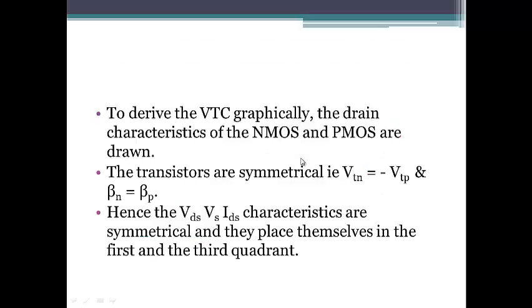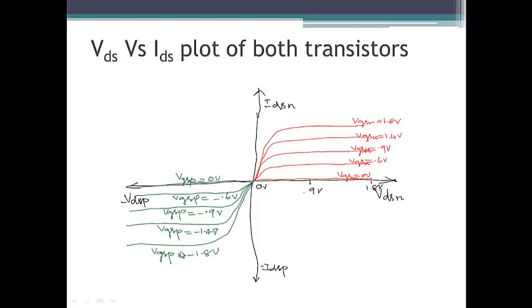Okay, so in the previous diagram, we have the curves with respect to different values of VGSP. Now this VGSP has some relation with Vin. What is VGSP in terms of Vin? VGSP is equal to Vin minus VDD. So Vin is equal to VGSP plus VDD. So this is the relation.